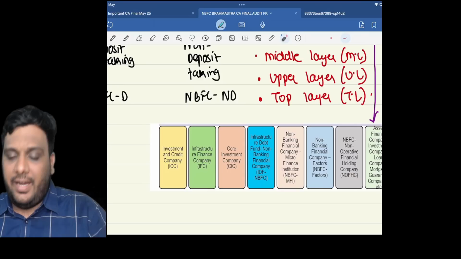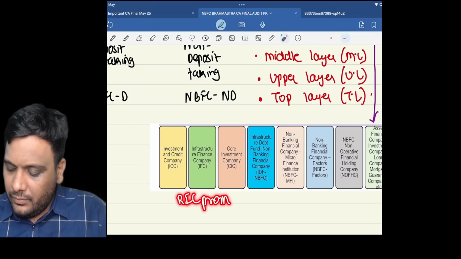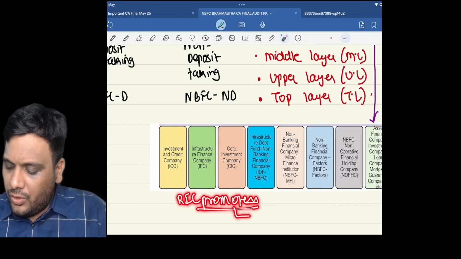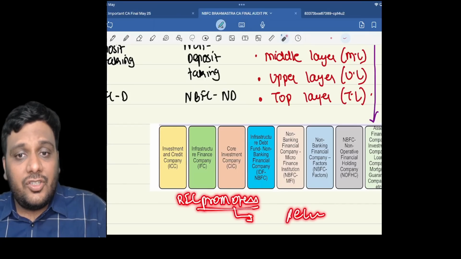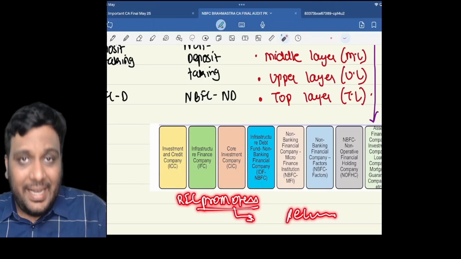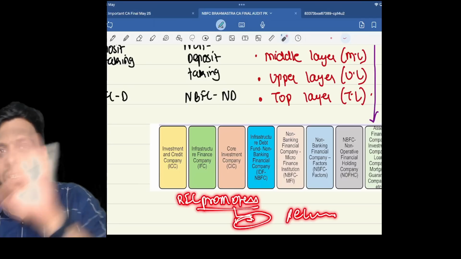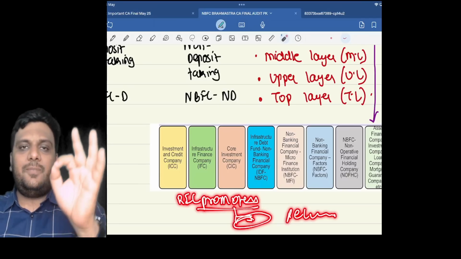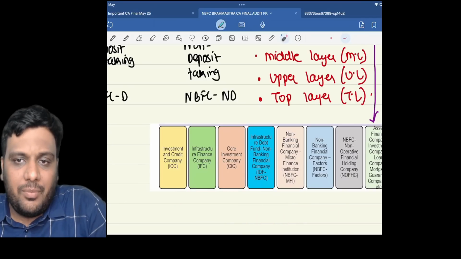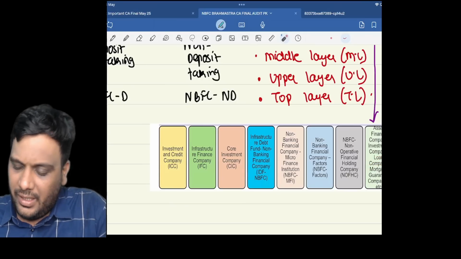NOFHC, non-operative financial holding company. For example, if Reliance promoters want to start Reliance Bank, then straight away they cannot start Reliance Bank. They will have to create Reliance NOFHC, transfer money to that, and Reliance NOFHC will hold Reliance Bank. So it is created specifically to hold banks on behalf of the promoters. And then they give us some etc. category of NBFCs.